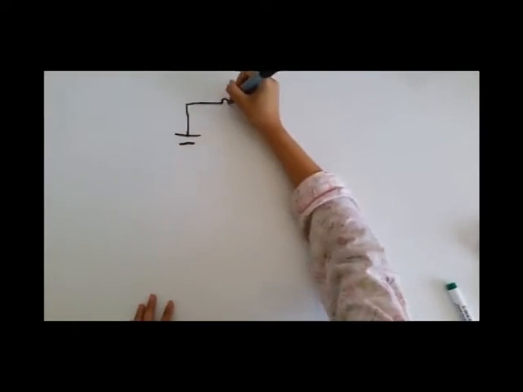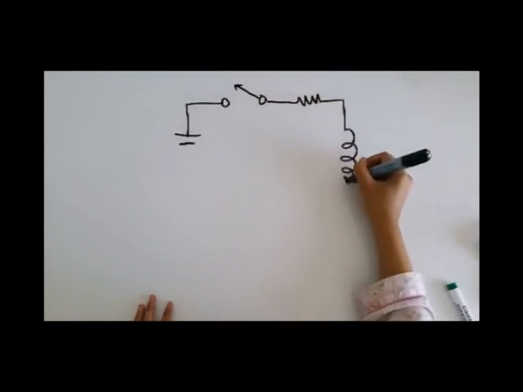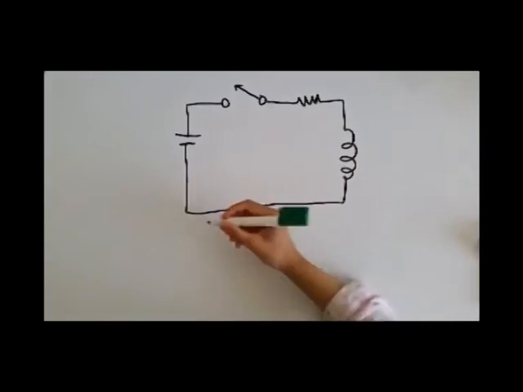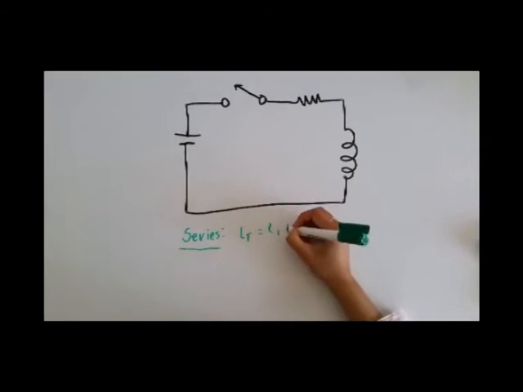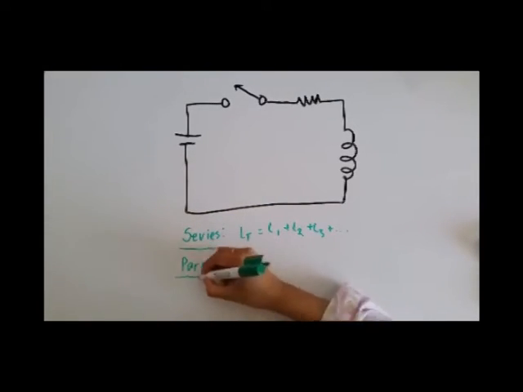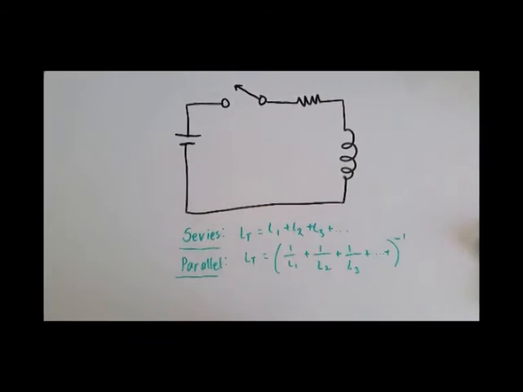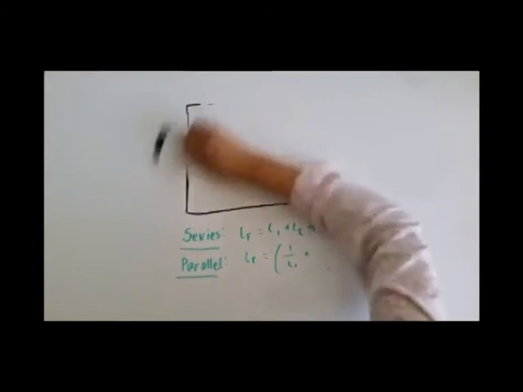Now let's have a look at RL circuits. RL circuits are just circuits containing resistors and inductors. To increase inductance in a circuit, we place inductors in series. To decrease inductance, we place inductors in parallel. In DC, there will be a transient interval while the voltages and currents in the inductors change. Let's look at an example.